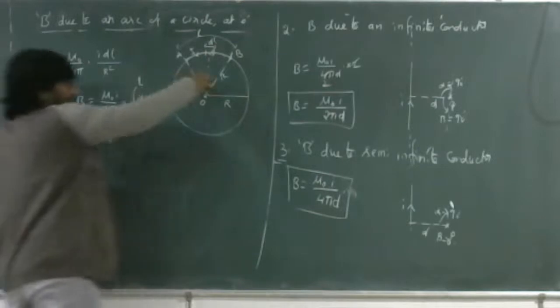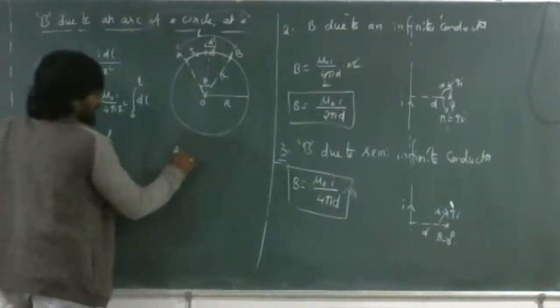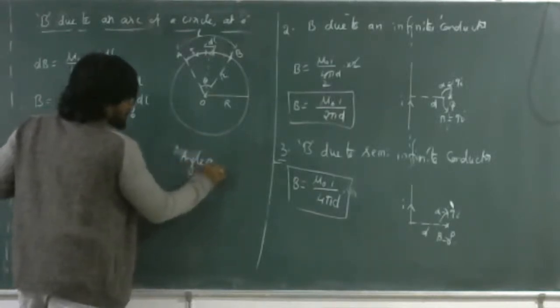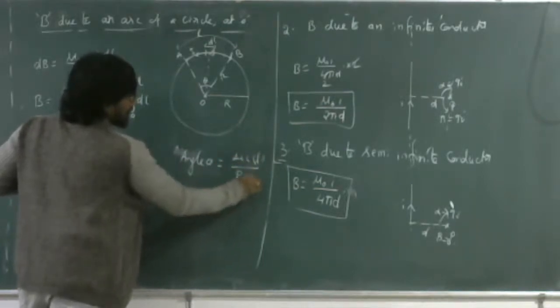But if the angle and radius are given, then this L can be taken by using the relation arc is equal to r theta, so the angle theta is equal to arc length L by radius r.